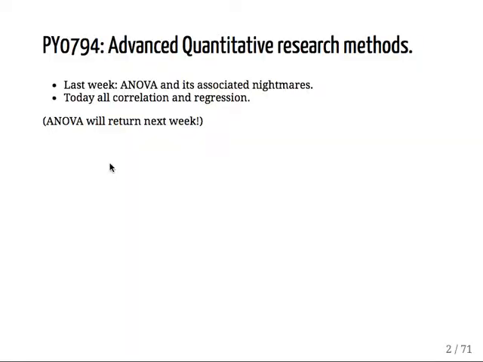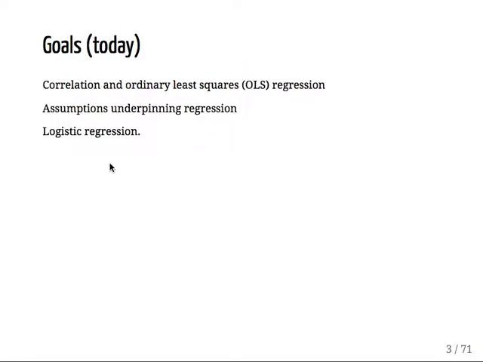So last week was all about ANOVA and its associated nightmares. We talked about ANCOVA and MANOVA. Today is going to be all about correlation and regression, and ANOVA will return next week when we talk about more. You remember that I talked about type 1, type 2, type 3 errors. So next time we're going to talk about even more complex ANOVA things like 2x2 interactions and how to test those.